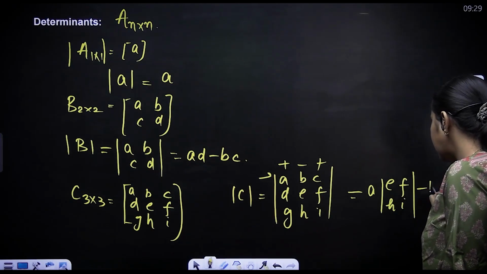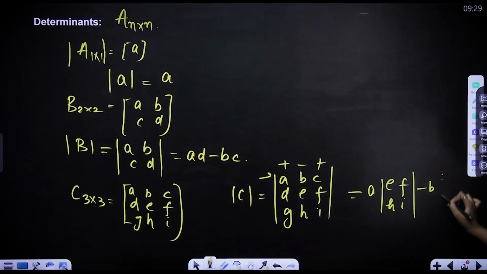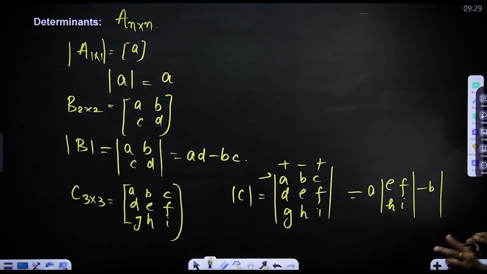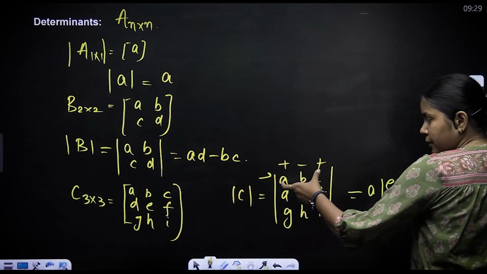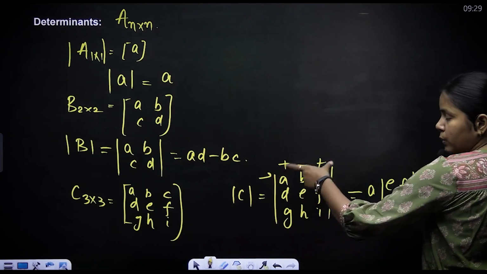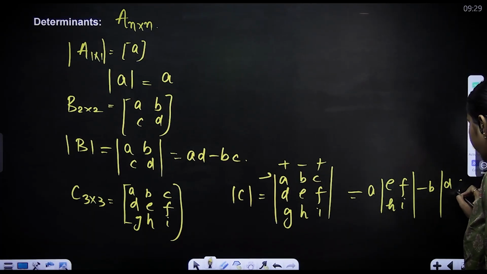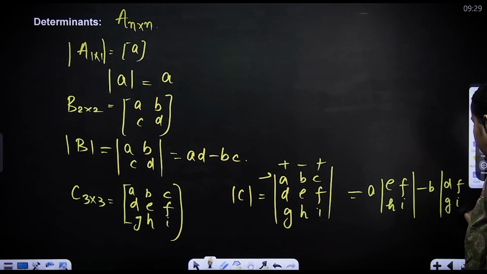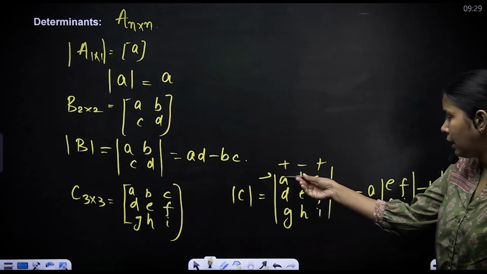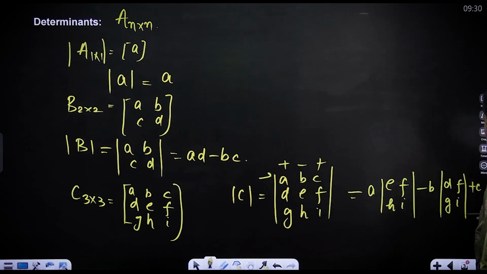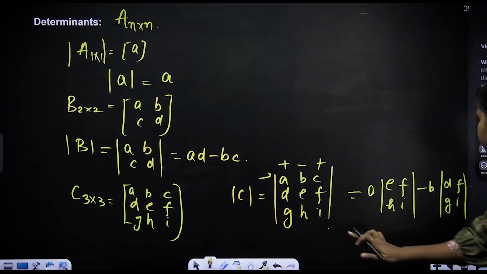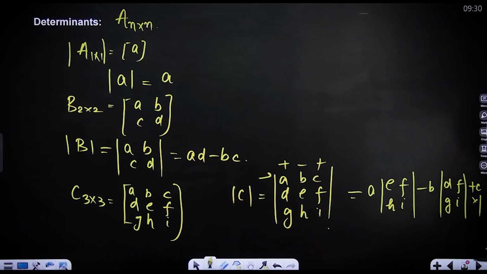Then you have minus B, because we get to the next entry of the row we have selected. Now with this B, I remove the row in which B lies and the column in which B lies. So I'm left with D, F, G, I. I'll get this determinant, and then later on I'll use C. Now I'll remove the row in which C lies and the column in which C lies. So I'm left with, I'm writing it here, C into D E, and this is G H.